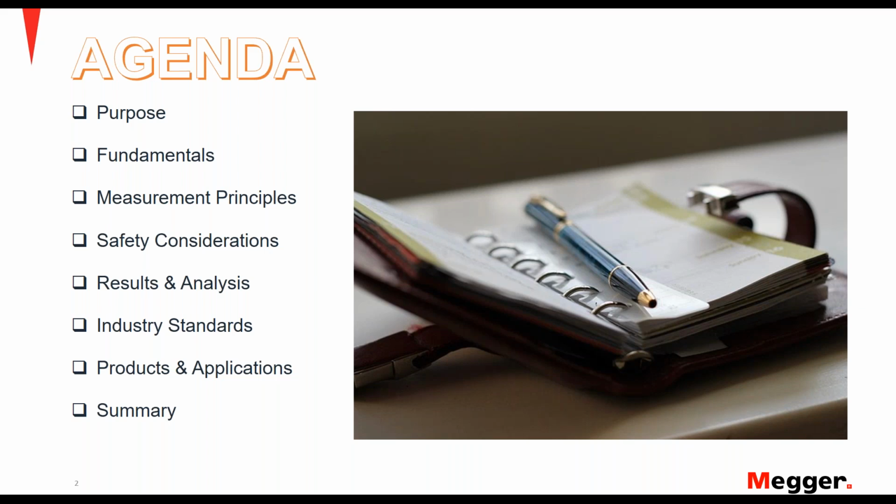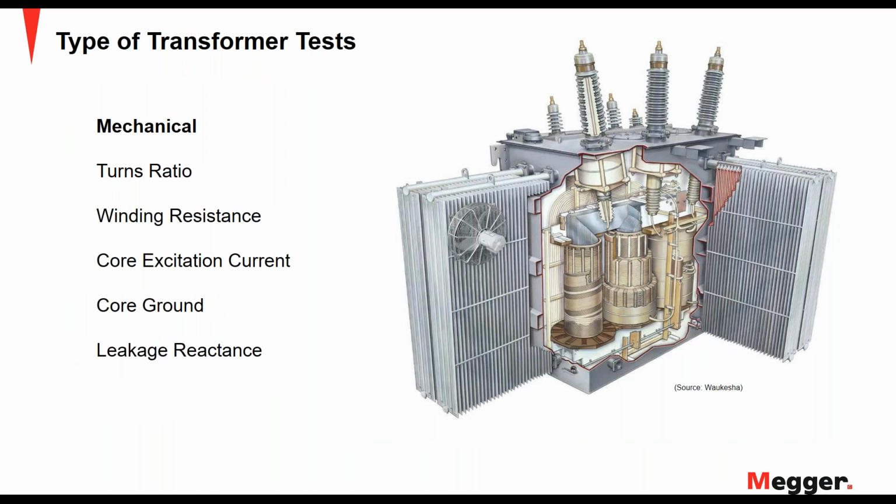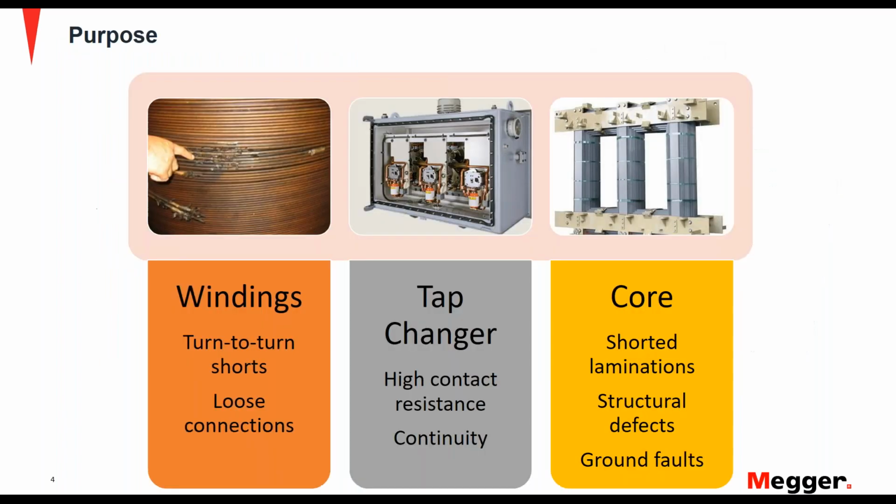Then we will end with a summary. As was discussed in the beginning of our seminar today, there are two different types of tests. For today's Substation best practice seminar, we will be looking at the mechanical side of tests and concentrating on winding resistance and core excitation current. We are going to concentrate on the windings, looking at maybe turn-to-turn shorts or loose connections. And if we have tap changers, we want to understand if there are any high resistance connections in the mechanism or if the continuity of tap changers is affected.